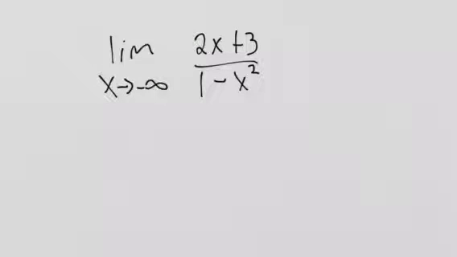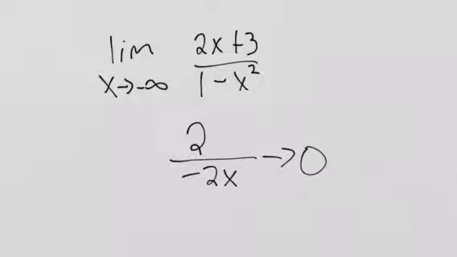Limit as x approaches negative infinity of 2x plus 3 over 1 minus x squared. If you were to do L'Hopital's rule here, you would get the limit as x approaches infinity of 2 over negative 2x, which is going to approach 0. But you can also recognize that this is just the horizontal asymptote.